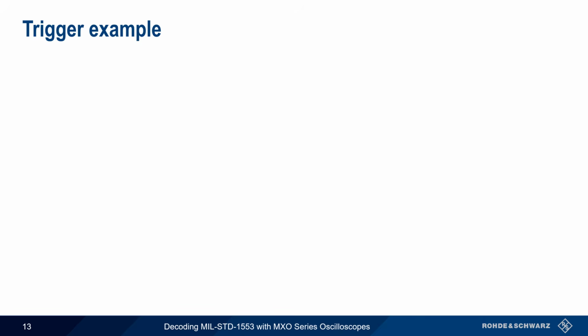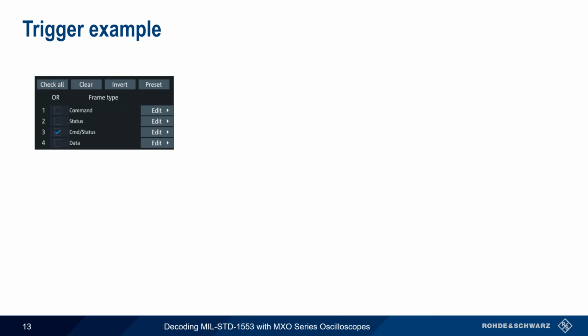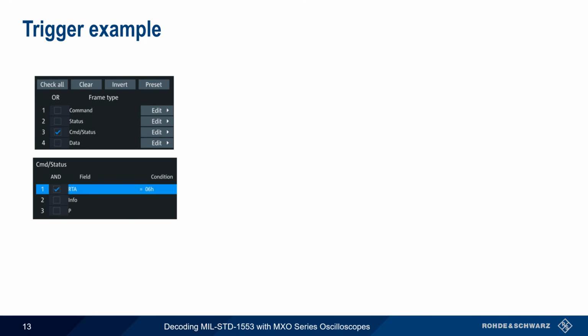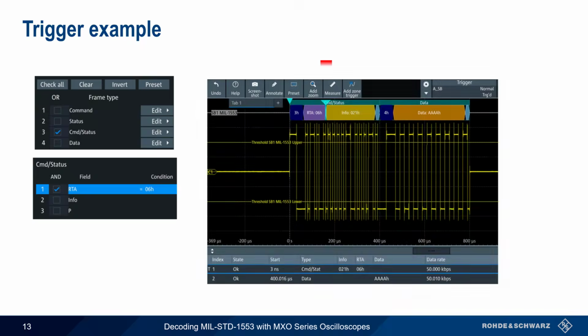Let's look at an example. Here we've configured our MIL-STD 1553 software trigger to trigger on words with an RT address of 06, and the capture therefore triggers only on frames that contain this specific RT address.